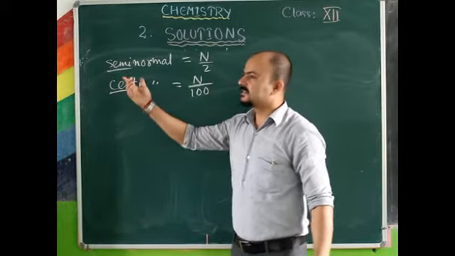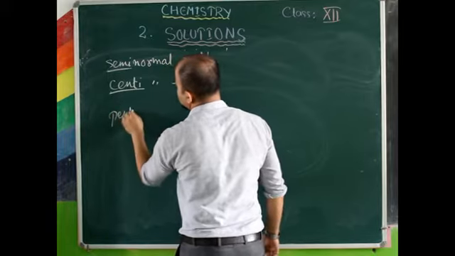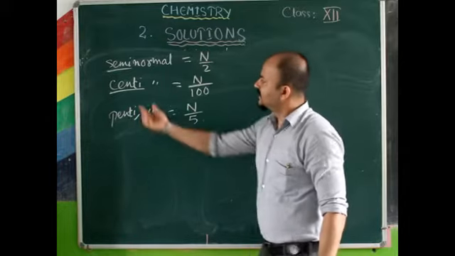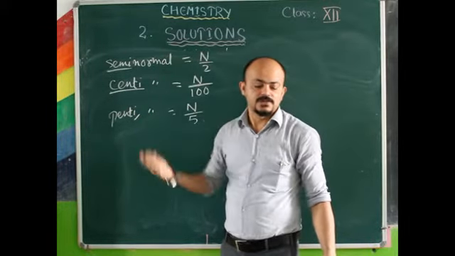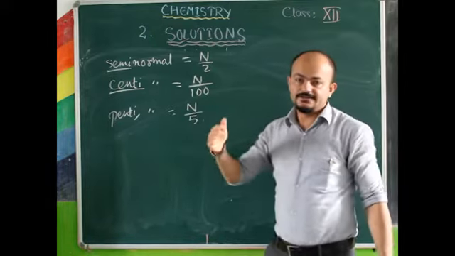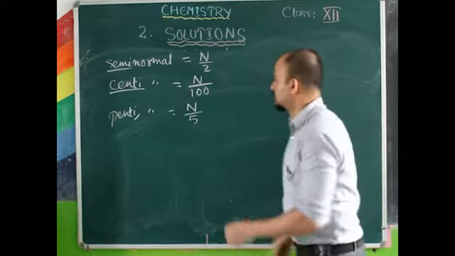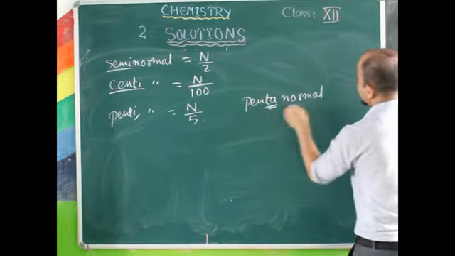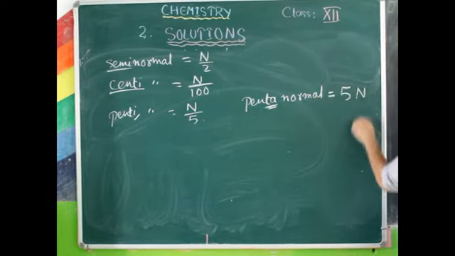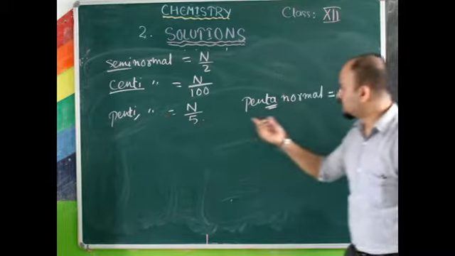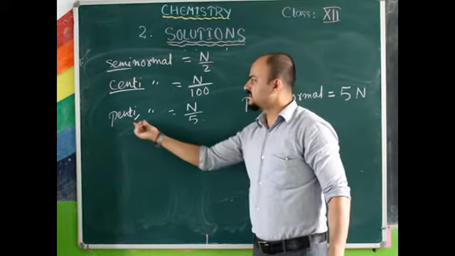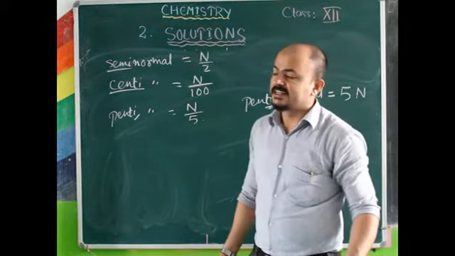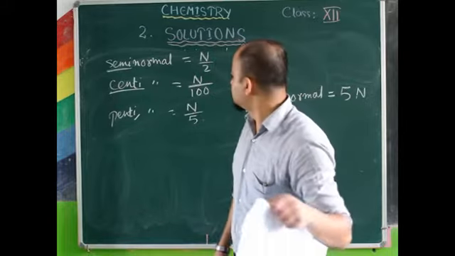Okay, semi, centi, and you have penti normal, that means N divided by 5. If it is ti or semi, it has to be divided by that particular number. Now if they say penta normal, that means it has to be multiplied, 5 times the normality of the solution. So this difference you need to know. Penti means divided by 5, ti. If it is ta, then it has to be multiplied by that particular number. Now if it is deca, that means 10N, the normality of the solution.